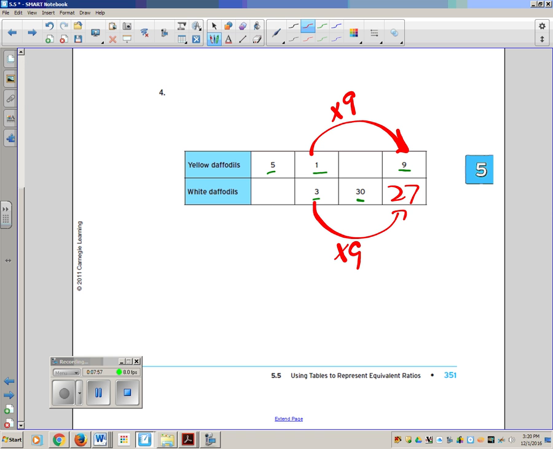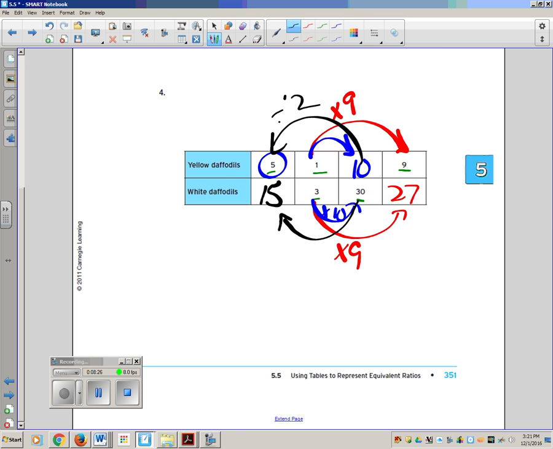Now, how can I get from here to here or from here to there? Multiply by 10. Now, can you see a relationship between the 5 within these numbers? Just a simple division problem. Let's use black. 10 goes to 5, divided by 2. 30 divided by 2 is 15.